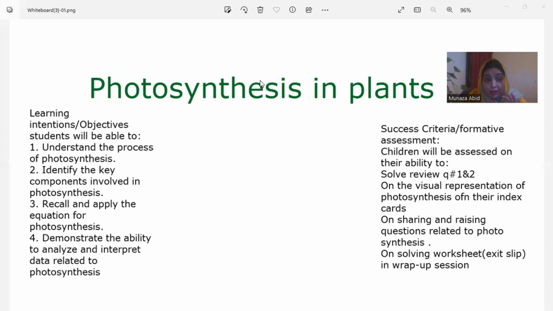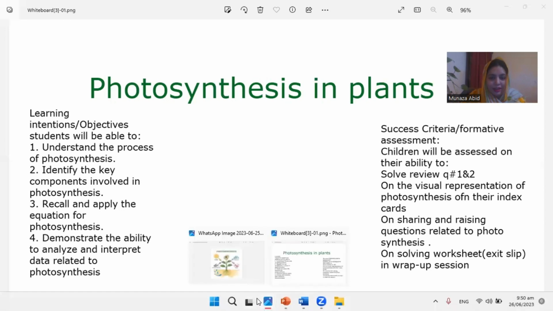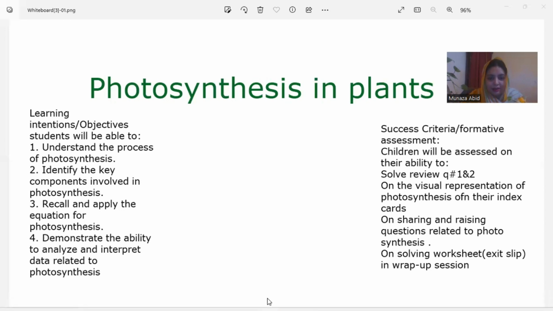Okay, and how will I assess you? Have you got my points? Have you got the lecture? I will check you by solving your review questions 1 and 2, by the visual representation that you will draw on your index, and by sharing and raising questions. So are you ready with your questions? Let's move on to our next part.